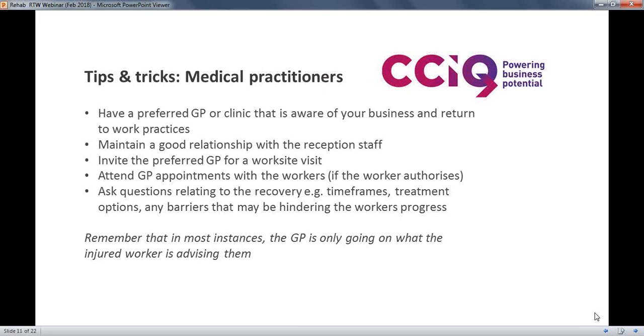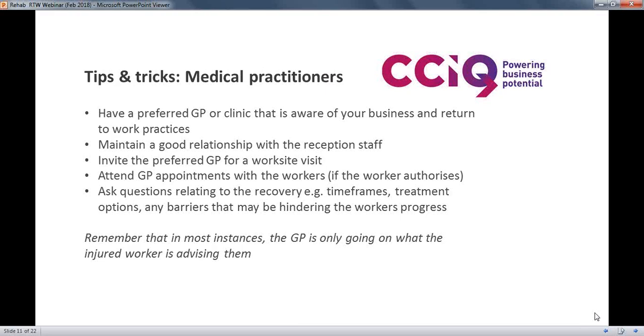But this gave the GP an insight into the type of work that their patients would be doing, or the patient was doing. And I guess this point and the next point, attending GP appointments, are really, of course, with the worker's authority. That's where you've really got good rapport with an employee, and at the end of the day, with the good rapport comes the ability to get the information.